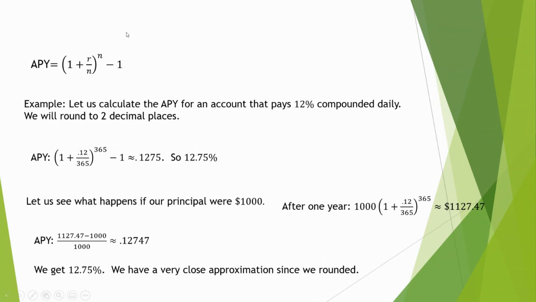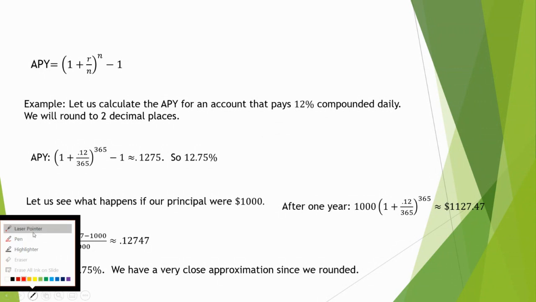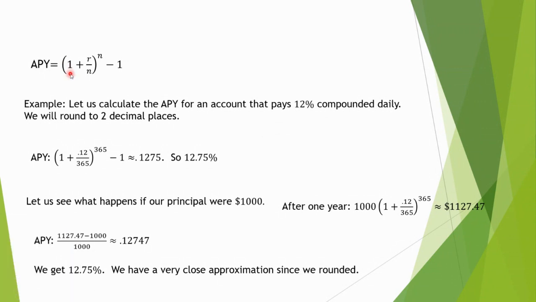Which is up here. We have, wait, let me get the laser. 1 plus r over n, to the n, minus 1. See? And if we calculate it, you can see that we actually get this. Then we convert it to a percentage, and we get this.